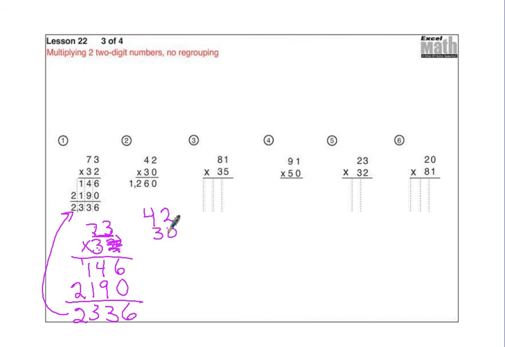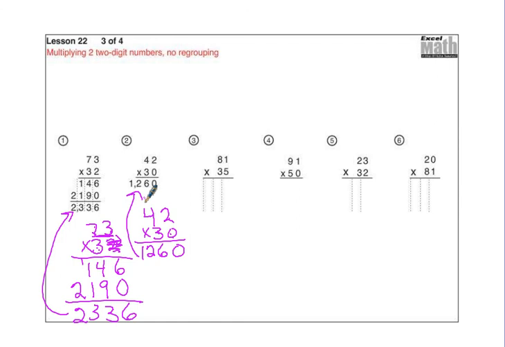42 times 30. Again, when we have a 0 in this place, I don't have to multiply by 0 because it's just going to come out to be 0. I put down a 0 for the placeholder. I multiply 2 times 3 is 6, and 4 times 3 is 12. So the answer is 1260.